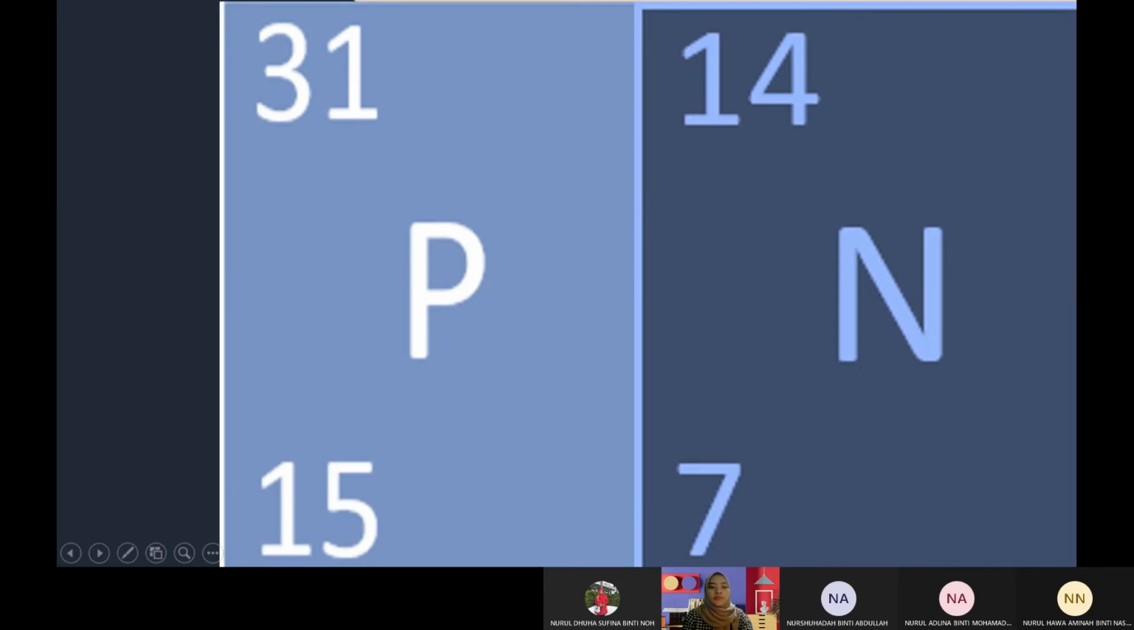Shuhada, can you tell us what element is this? This is a phosphorus element. What is the neutron number of the element? The neutron number is 16. Yes, very good. Just minus the 31 with the 15.